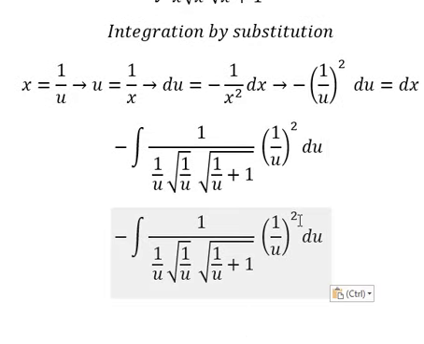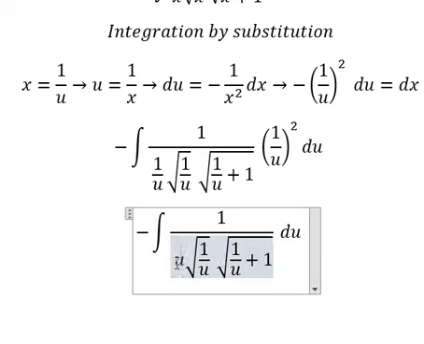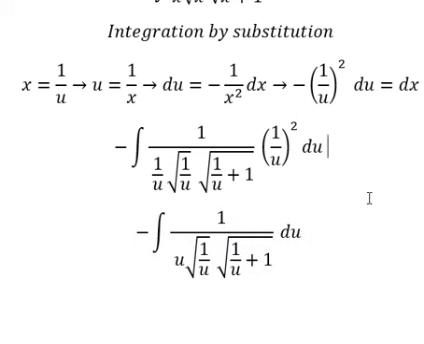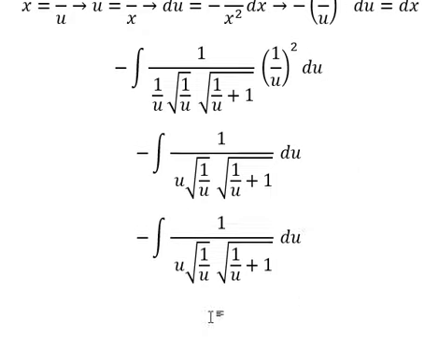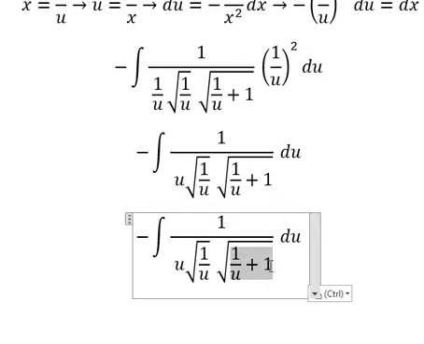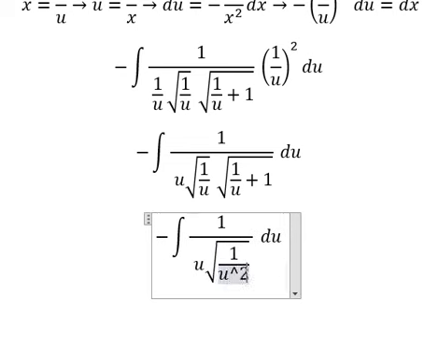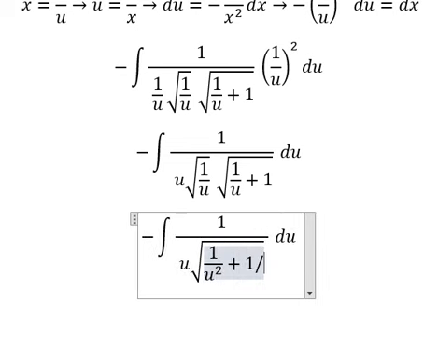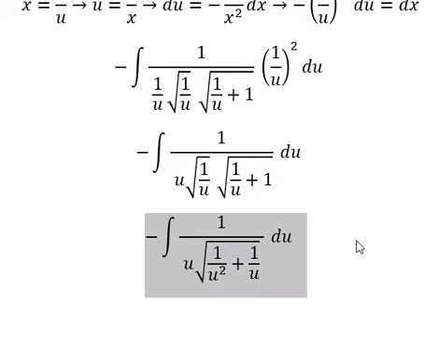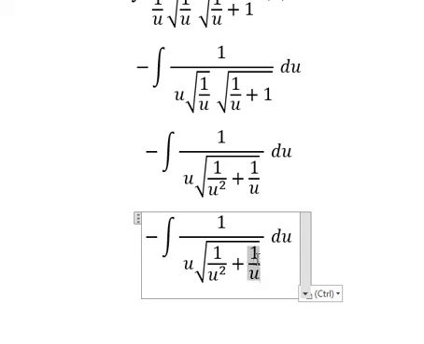So u square simplified by u. Next, the square root of 1 over u multiplied by this one. So we have like this. About this one, we can multiply by u and u.